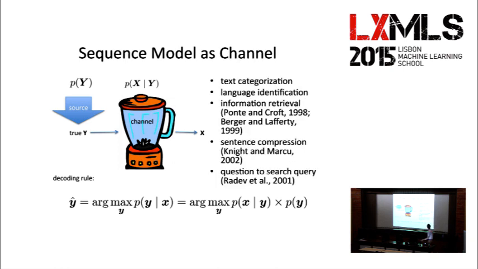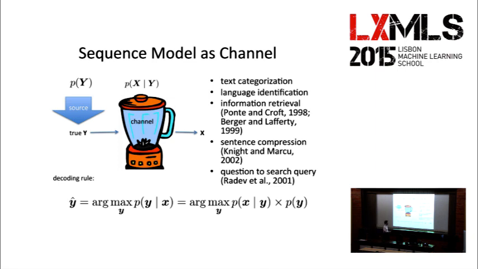Sequence models are also used as channels. One example is text categorization. We imagine that first a true label, the category of the text, was generated, and then somehow it went through a channel and these words came out. And now our goal is to recover the true label of the text.